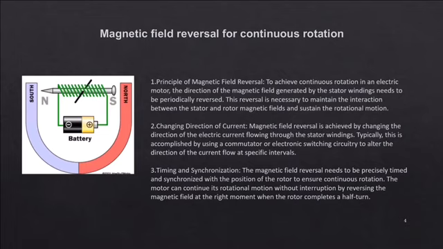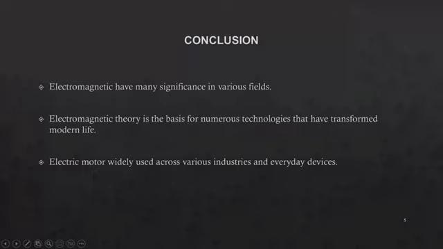Then, timing and synchronization. Precise timing and synchronization are crucial for magnetic field reversal in the motor. The reversal must be coordinated with the position of the rotor to ensure continuous rotation. By reversing the magnetic field at the appropriate moment when the rotor completes a half turn, the motor can sustain its rotational motion without interruption.